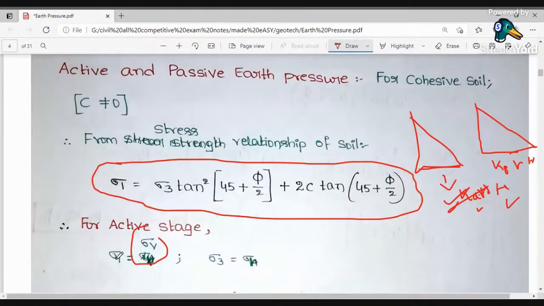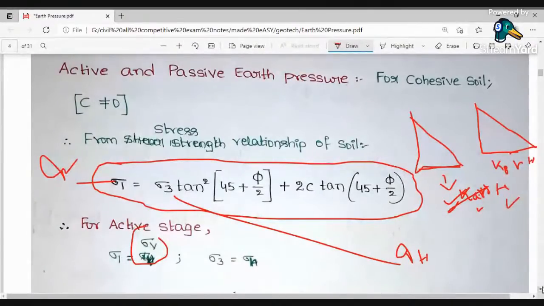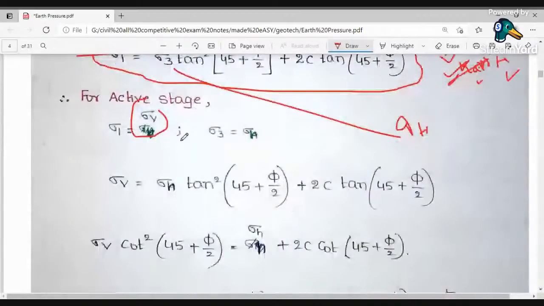So the major stress sigma 1 will be sigma vertical, and the minor stress will be sigma horizontal. But in the same way, in case of passive earth pressure, the direction is opposite. In that case, the major stress will be sigma horizontal because the wall moves towards the backfill, and sigma 3, the minor stress, will be sigma vertical in case of passive, right? So just substitute for the active case: we substitute sigma 1 as sigma v and sigma 3 as sigma h.